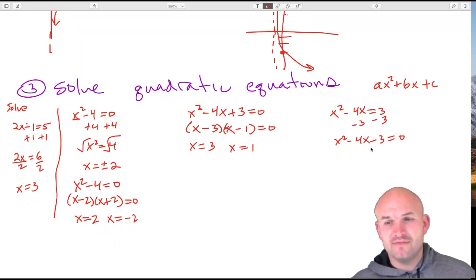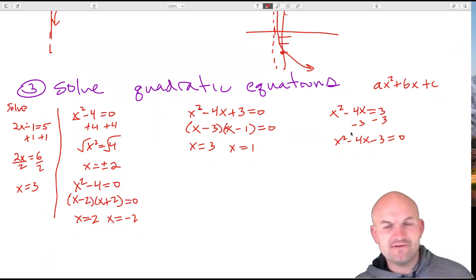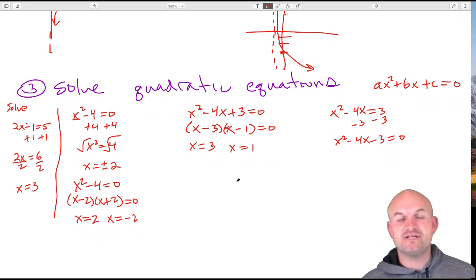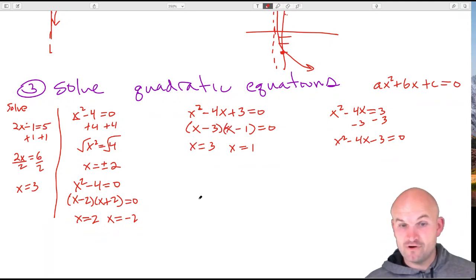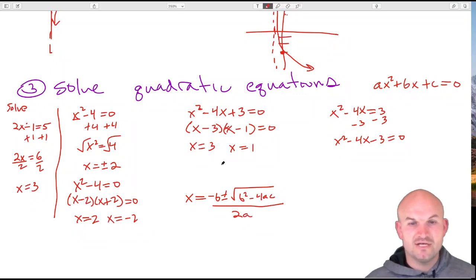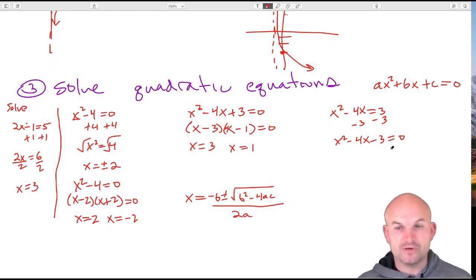Unfortunately, this is non-factorable because the only two numbers that multiply to give me negative 3 are negative 3 and positive 1, or negative 1 and positive 3, and neither of those add up to negative 4. So when I have a quadratic, ax squared plus bx plus c equal to 0, I can use the quadratic formula. The quadratic formula says the solutions to a quadratic are x equals the opposite of b, plus or minus the square root of b squared minus 4 times a times c, all over 2 times a. Again, we're trying to solve for x, the values of x that make that equation true.